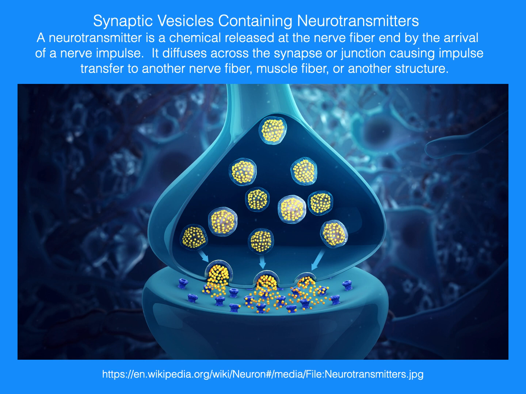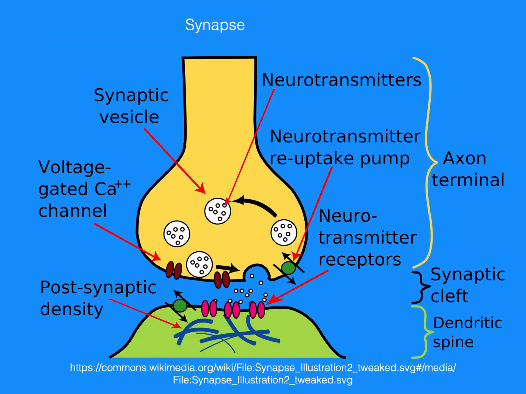Synaptic vesicles containing neurotransmitters illustration. A neurotransmitter is a chemical released at the nerve fiber end by the arrival of a nerve impulse. It diffuses across the synapse or junction, causing impulse transfer to another nerve fiber, muscle fiber, or another structure. Synapse illustration.